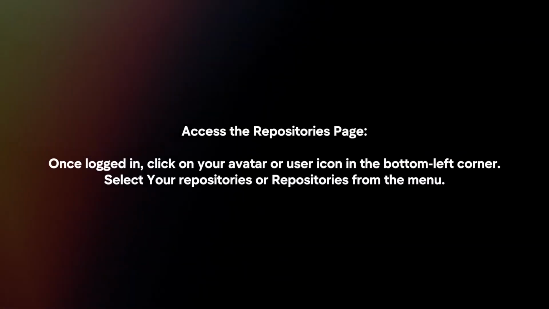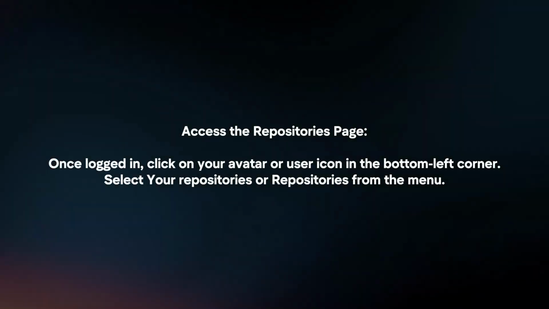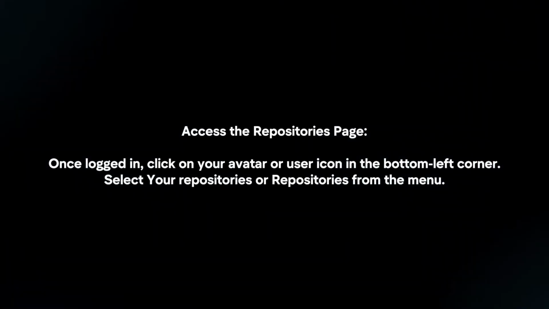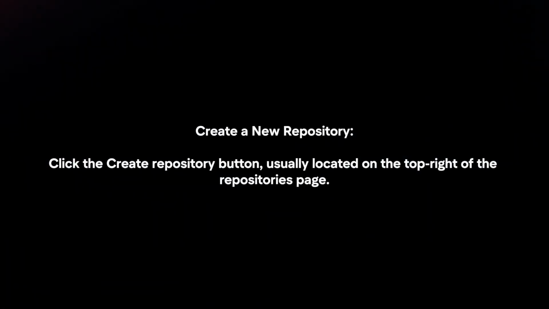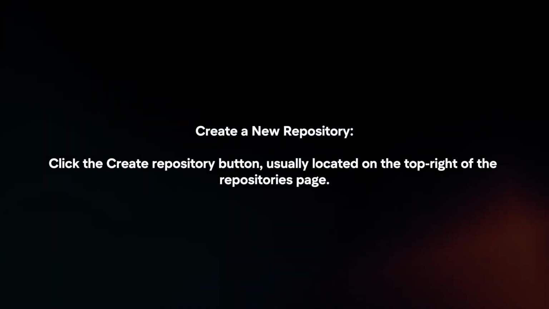Access the repositories page. Once logged in, click on your avatar or user icon in the bottom left corner. Select Your repositories or Repositories from the menu. Create a new repository. Click the Create Repository button, usually located on the top right of the repositories page.